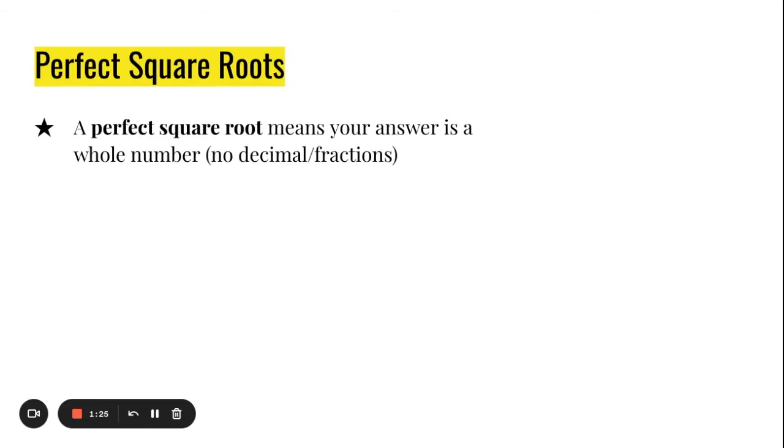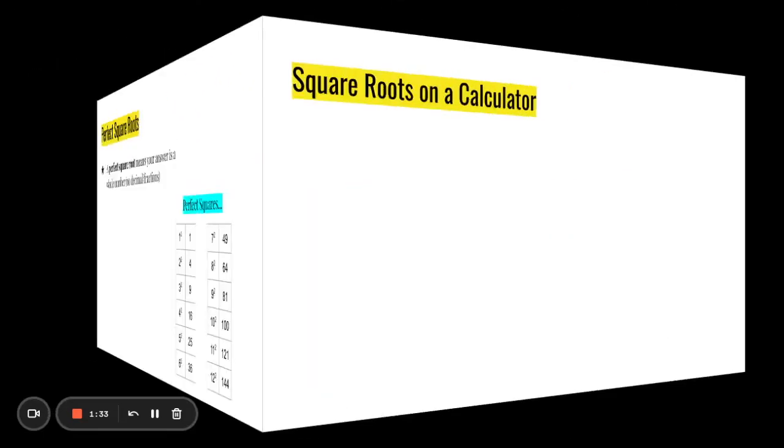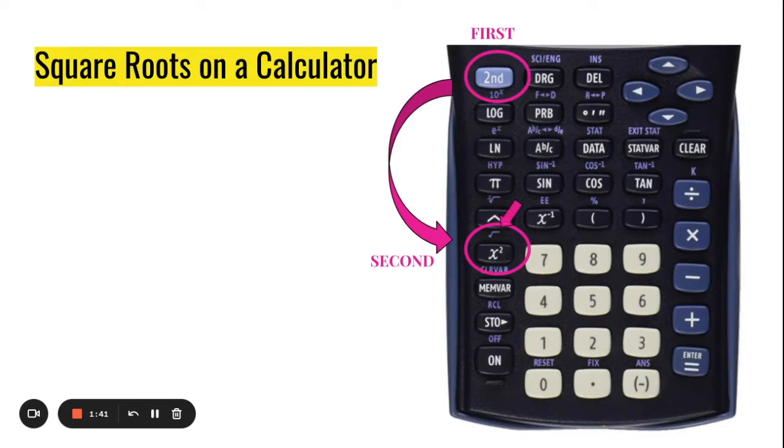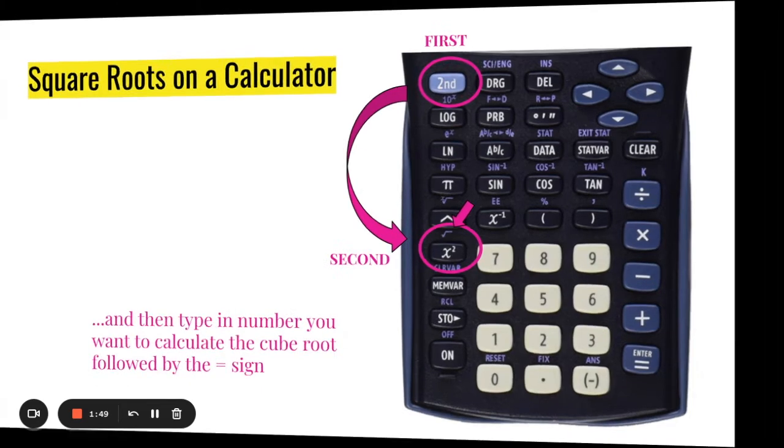A perfect square root means that the answer is a whole number, which means no decimals or fractions. Here's a list of the first 12 perfect squares. To find a square root on the calculator, you first hit the second button, followed by the x squared, because you'll notice the radical sign above it, and then type in the number you want to calculate the square root of, followed by the equal sign.